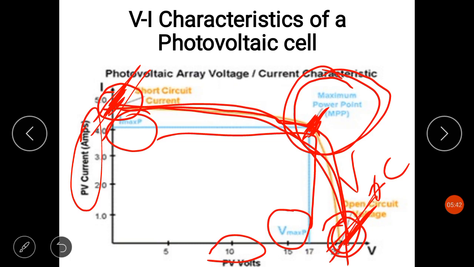So we need maximum power, we need the ideal operation of the photovoltaic cell where the electrical power is maximum. So it is at this point, where the combination of current and voltage is such that on their multiplication it will give the maximum power. So this was about the VI characteristic of a photovoltaic cell.